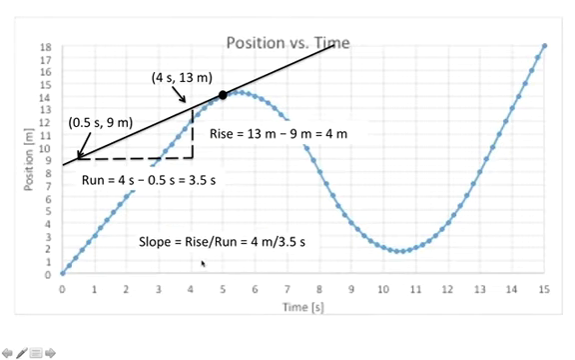So to calculate the slope of the graph, you do the rise over the run, which is 4 meters over 3.5 seconds. And whatever that number is, that would give you the slope. And that is the velocity or the speed of the particle at 5 seconds.